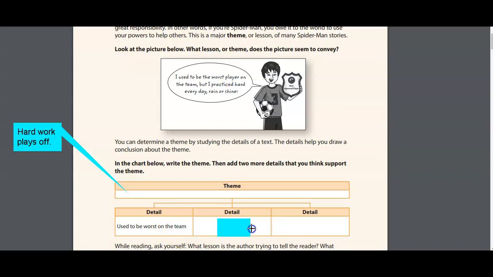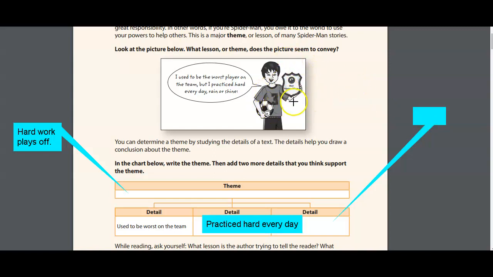What's another detail that we can put about him? How about practice hard every day? Is that something that you would agree with? Does it say that he practiced hard every day? Yes, it does. So that's another detail. Then we have one more detail. He won a trophy, and the trophy says most improved player. I think that is a very important detail.